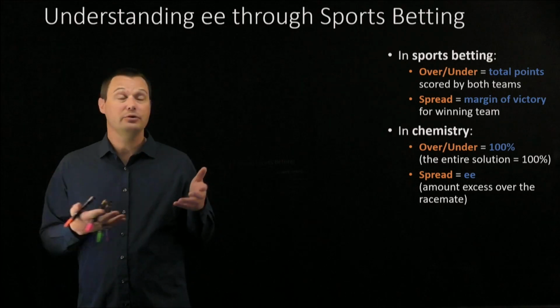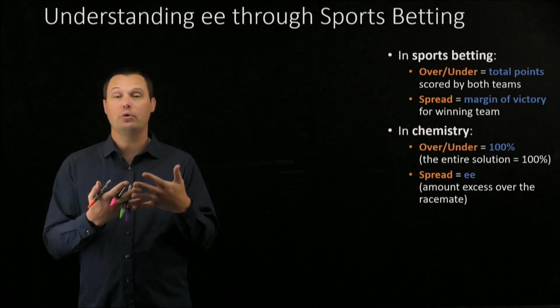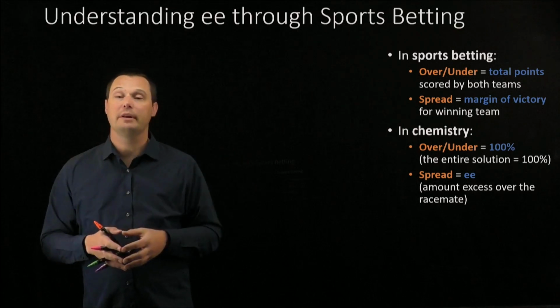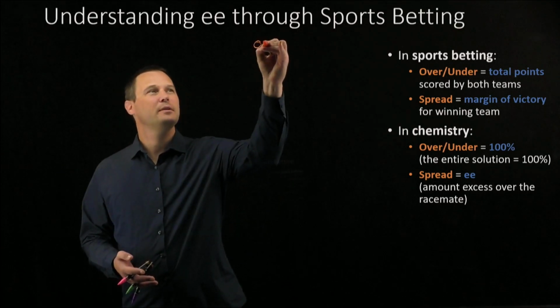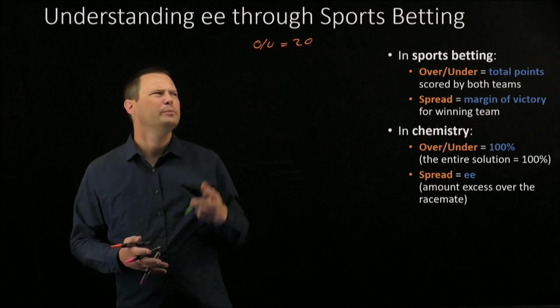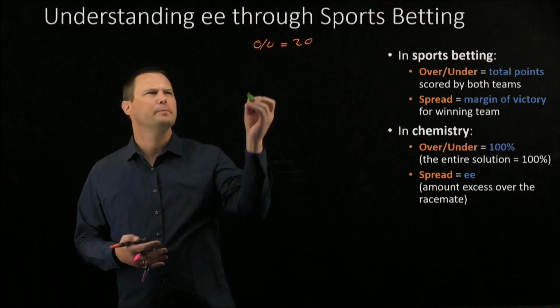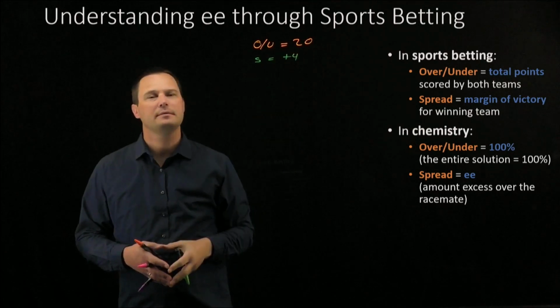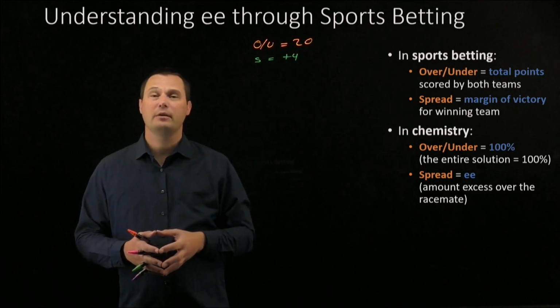In generalities, you can think of the over-under as the sum total of points scored by both teams, and the spread is the margin of victory for the winning team. So if your favorite baseball team is playing tonight and the over-under is anticipated to be 20 runs, phew, high-scoring game, I think I'll take the under. And the spread, your favorite team is anticipated to win by 4 runs. Can you tell me what the anticipated final score is supposed to be?